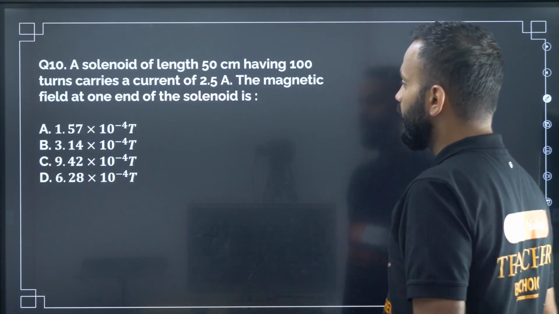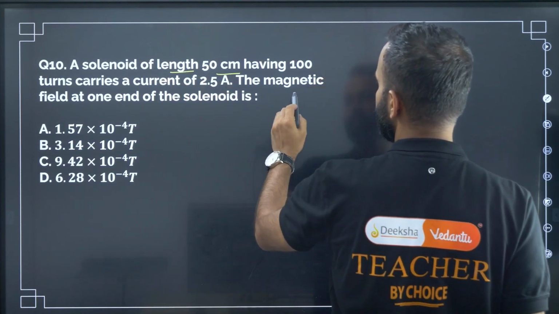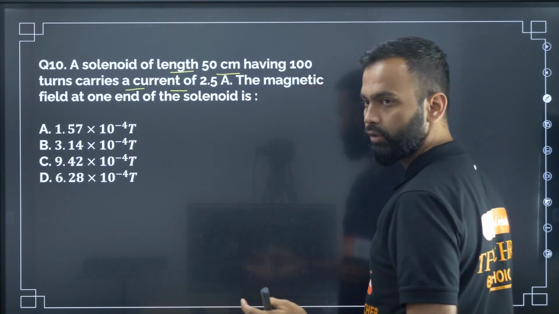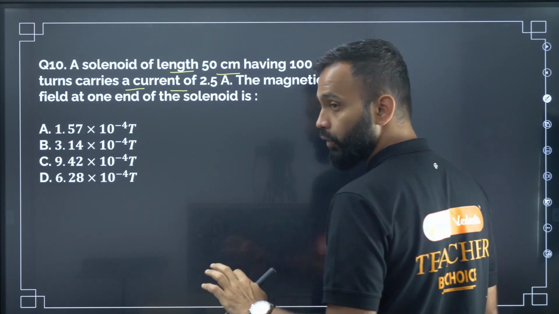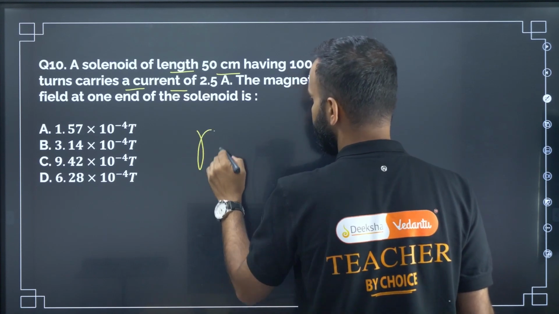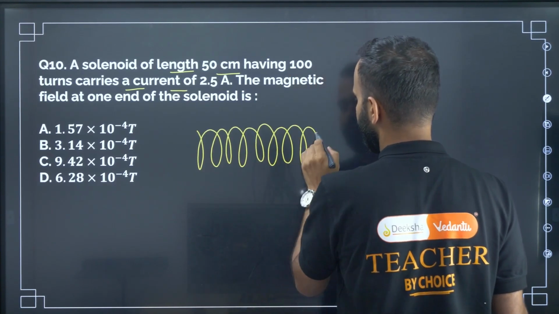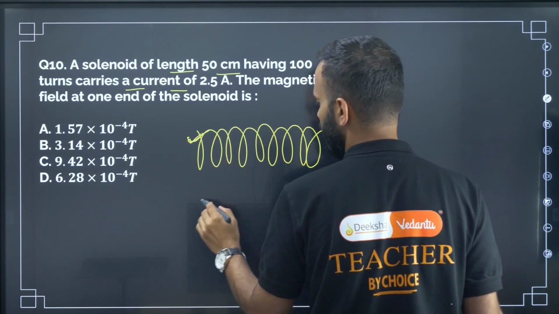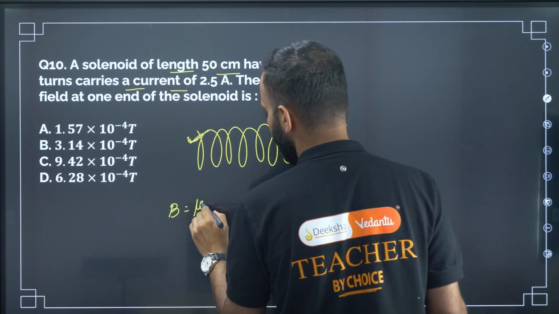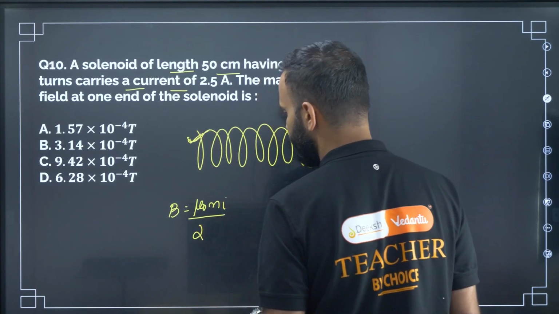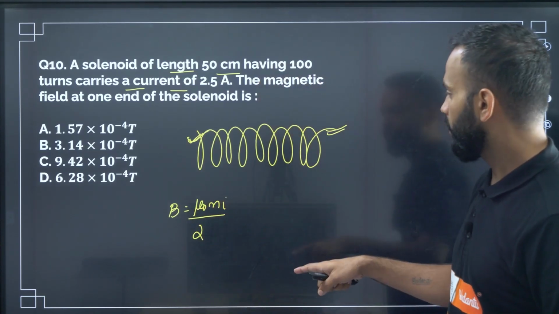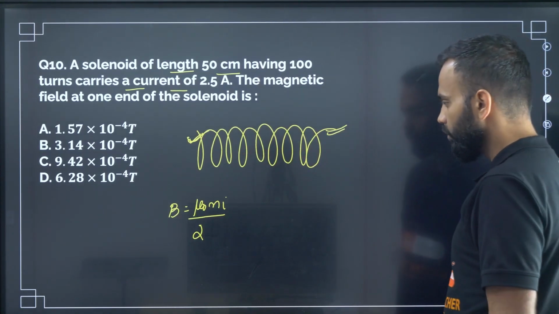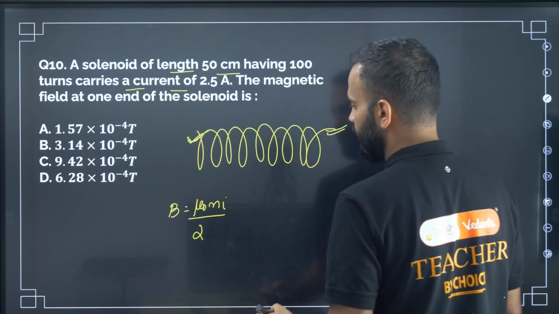Question 10. A solenoid of length 50 centimeter having 100 turns carries a current of 2.5 ampere. The magnetic field at one end of the solenoid is... Here we know that the magnetic field at one end of the solenoid is B equal to mu naught Ni divided by 2. This is the formula for magnetic field at either end of the solenoid. Now we need to substitute the values.